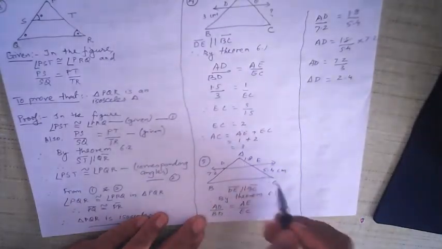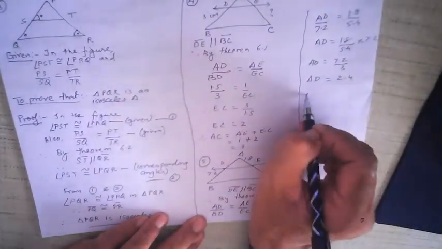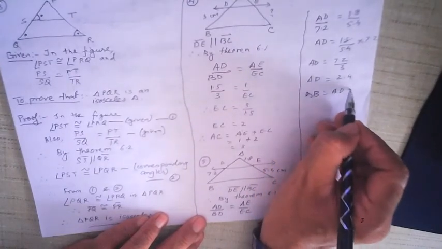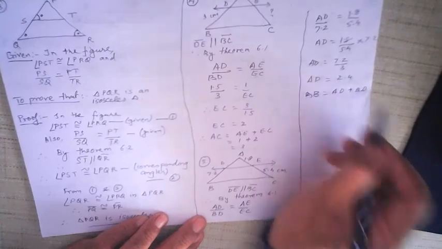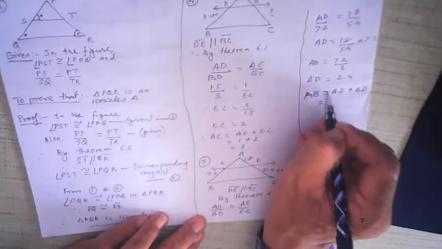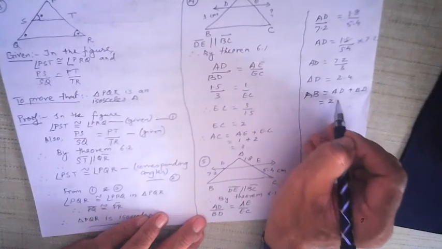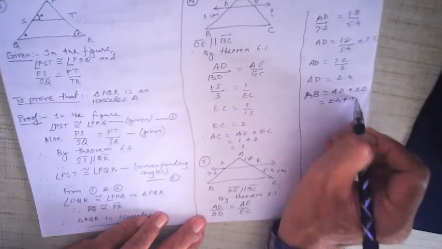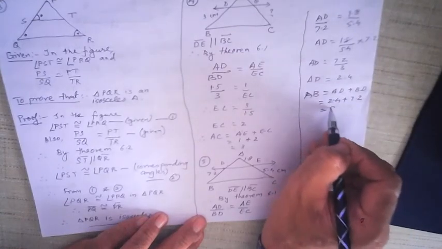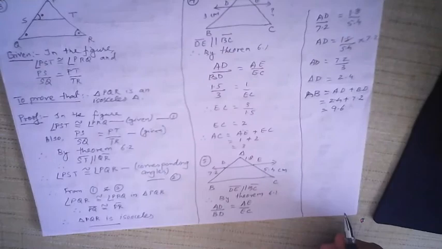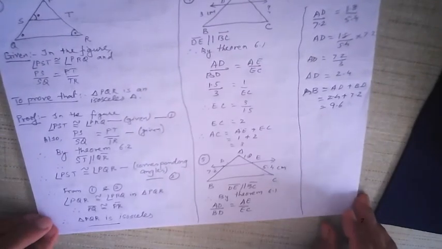Now supposing you want to find AB. AB will be equal to AD plus BD. So AB will be equal to AD, which we have found as 2.4, plus BD, which was given as 7.2. So that is equal to 9.6. Now you can see these questions are not difficult at all. They're quite easy. All it takes is a little bit of effort.